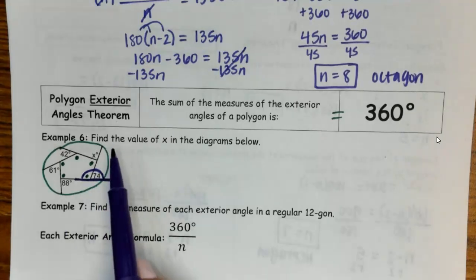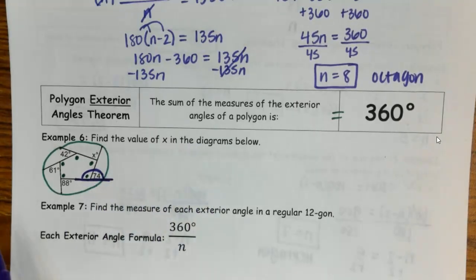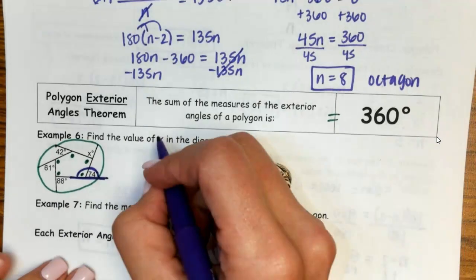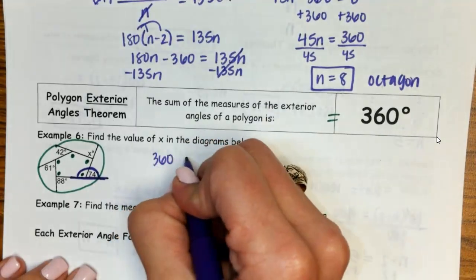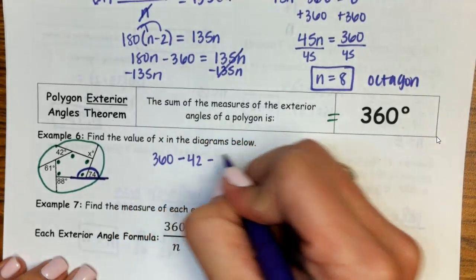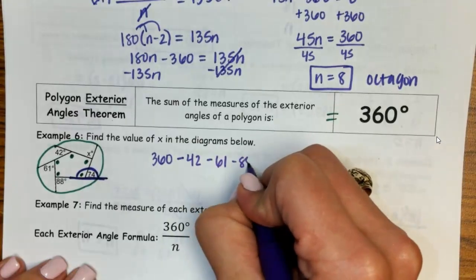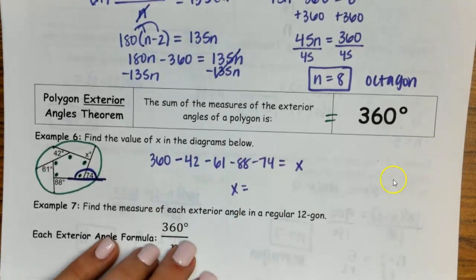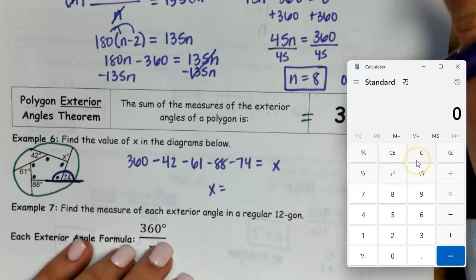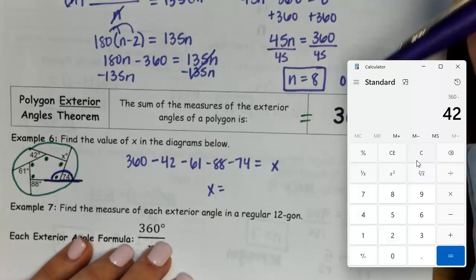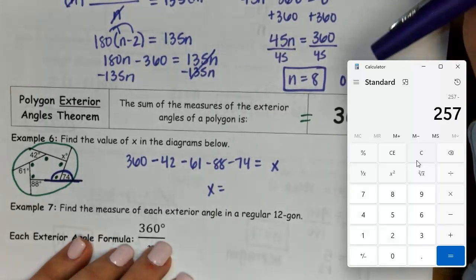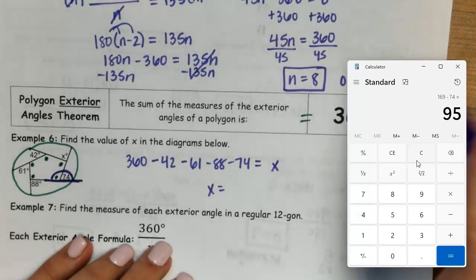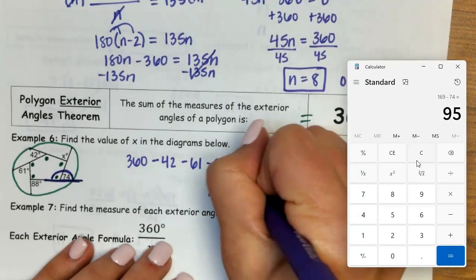Okay, but it says right here, find the value of x in the diagram below. We know that all of these are outside angles. They add to 360. So I'm just going to subtract all of the other angles from 360, and that's going to solve for x. Okay, so when I take 360 minus 42 minus 61 minus 88 and minus 74, I get 95 degrees.